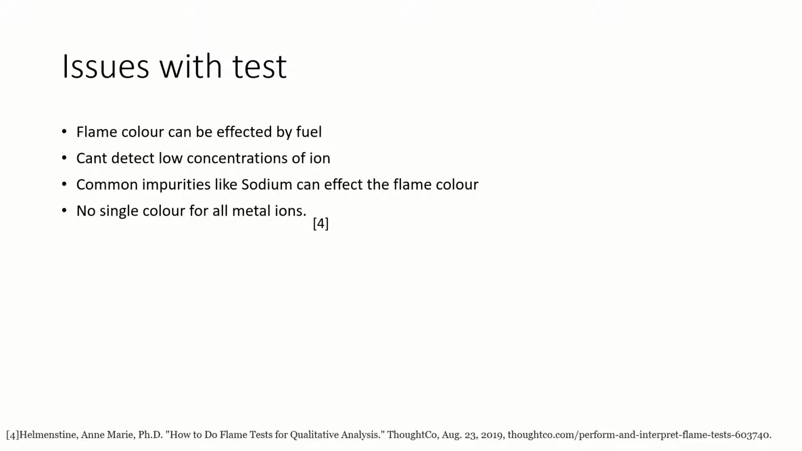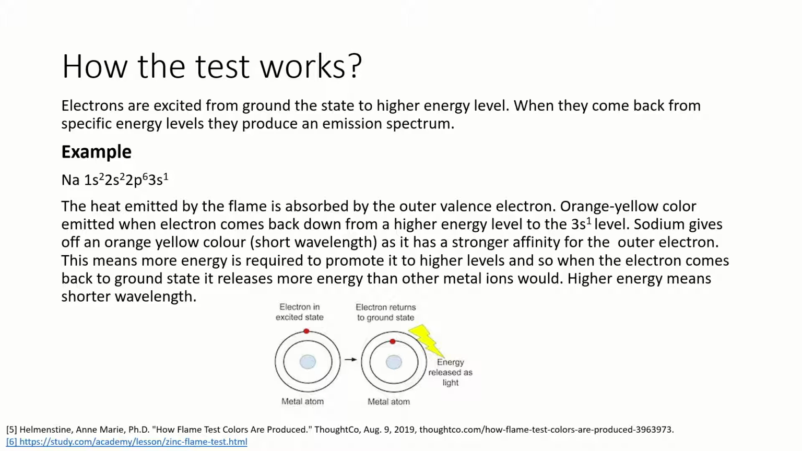There's no single color for all metal ions, so two metals might give off the same color, so it could be unclear which one of those is in the solution. The test is very simple, like I said.